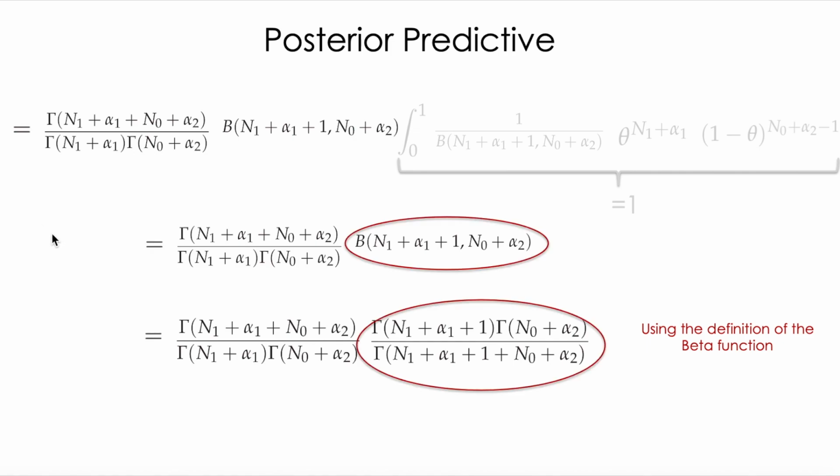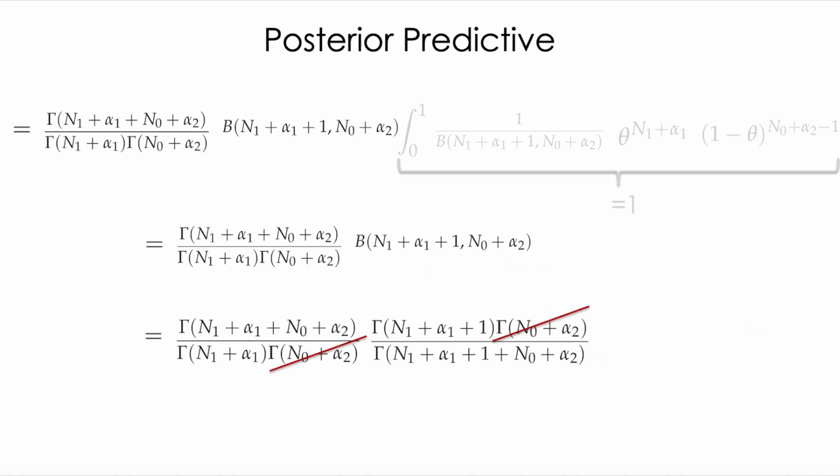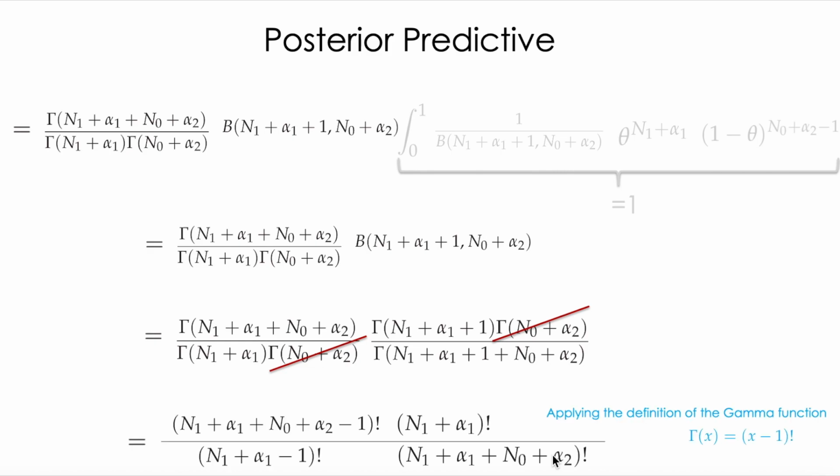Again, we can replace the beta function by its definition with the gamma functions. And now we can simplify some things. You can see that terms go away. And also what we can do is replace the gamma function by its factorial definition. Remember that the gamma is kind of like the factorial. The only thing we need to do is subtract 1 in every term. So here, for example, if we subtract 1, we will end up just with n1 plus alpha 1. So we do the same with these 4 terms, and we end up with this.